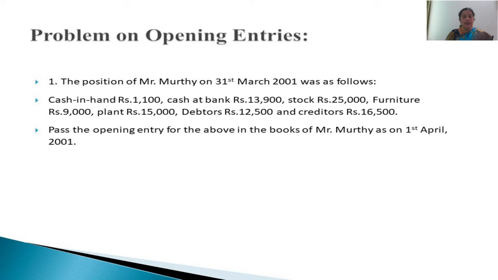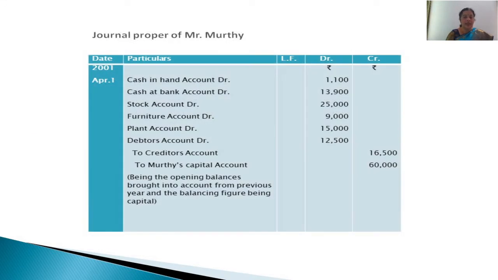This is the first day of the new financial year, and the related items are given as cash in hand 1100, cash at bank 13900, stock 25,000, furniture 9,000, plant 15,000, debtors 15,000. See, all these accounts I read just now are related to assets. Then creditors 16,500, which is a liability. So all assets are to be debited, which we know already, and creditors is a liability which is to be credited. Then just write the format of the journal, then write the heading journal proper of Mr. Murthy. This is the entry for opening.